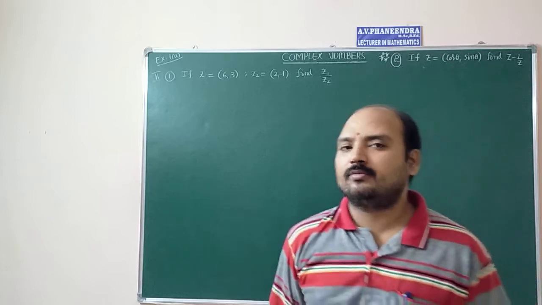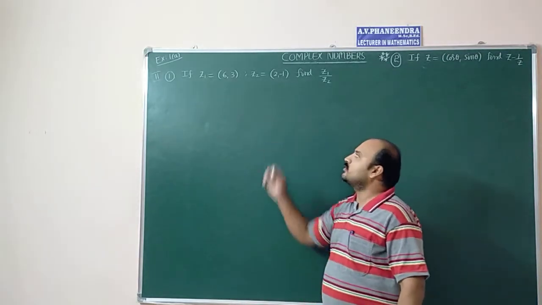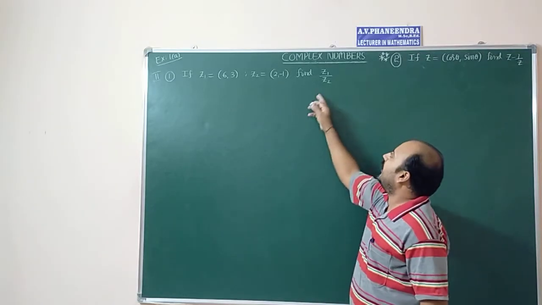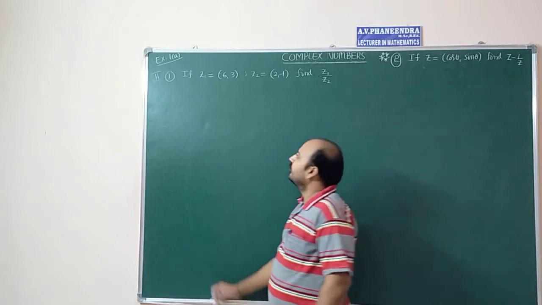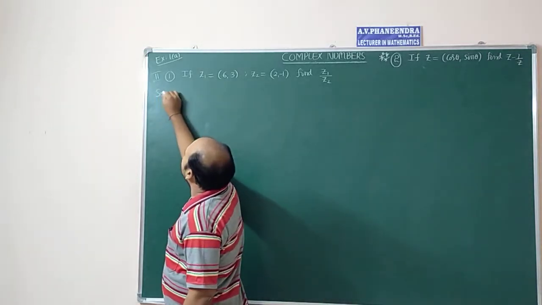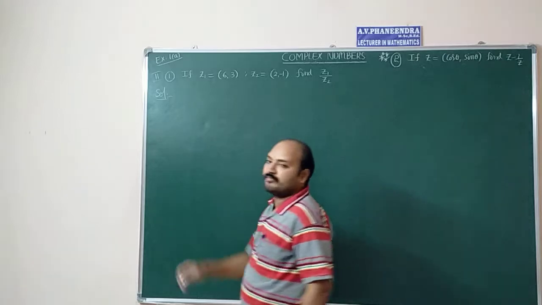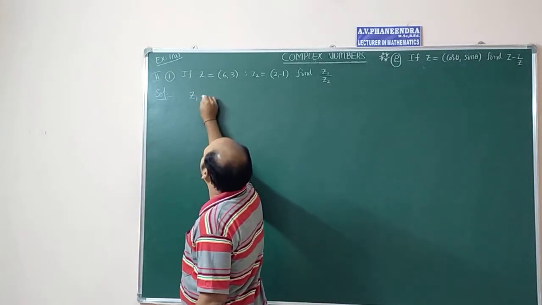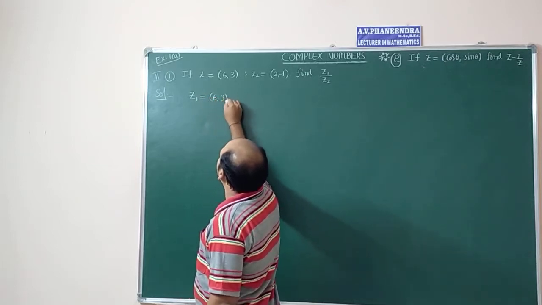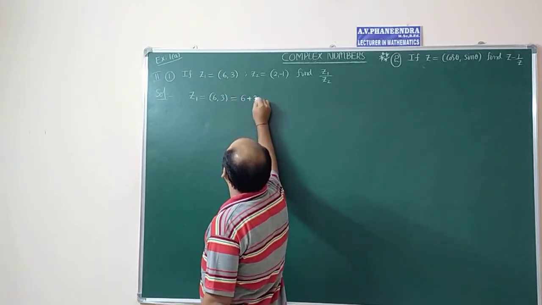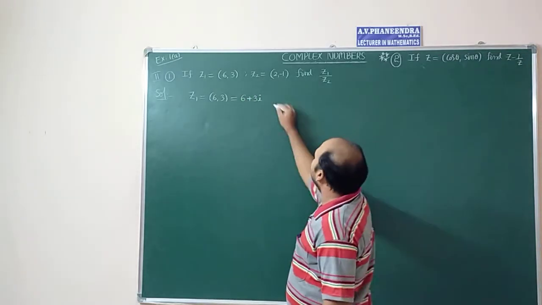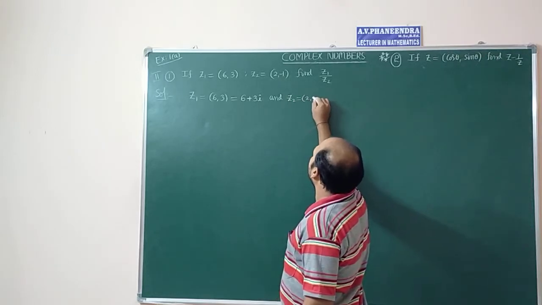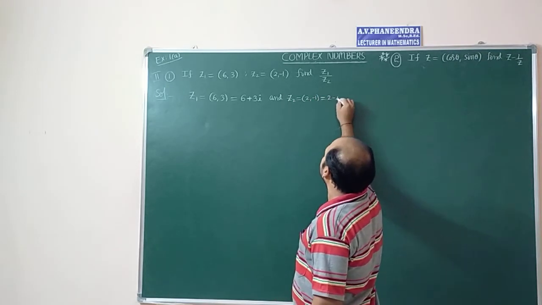The next question: if Z1 equal to 6 comma 3, Z2 equal to 2 comma minus 1, find Z1 by Z2. First, the given complex numbers are in ordered pair form. You have to write them in the complex number form. Z1 is equal to 6 comma 3, which is equal to 6 plus 3I, and Z2 equal to 2 comma minus 1, which is equal to 2 minus I.